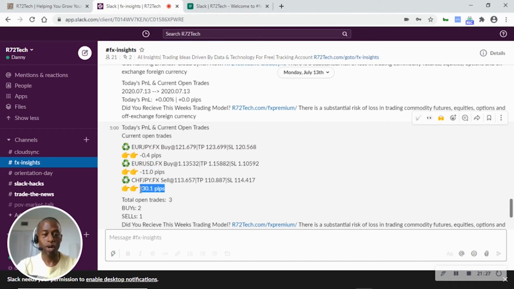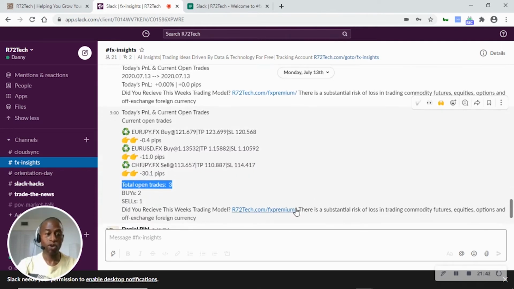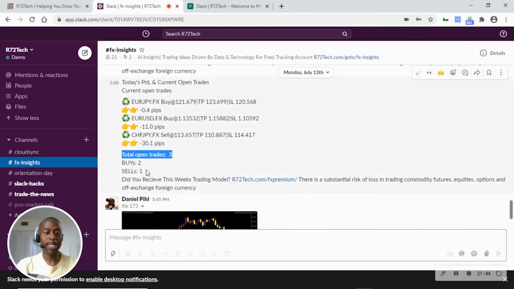I know what you're thinking. Why in the world did he use this as an example? But don't worry, this will end differently. And it's also showing you the take profit and stop loss. It's showing you over here total open trades are 3. And what do we got here? We got 2 buys, 1 sell. I'm just going to pause there because that's an awful lot that we just went through very fast.